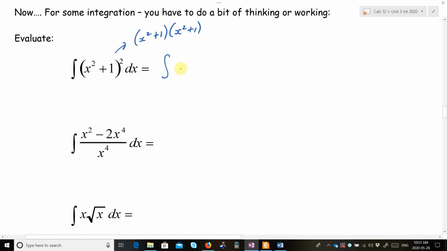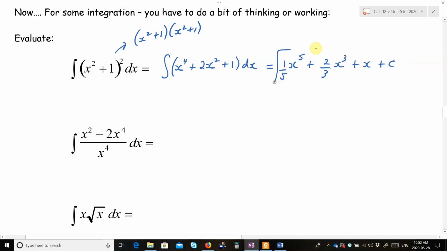And if we multiply that out, we would get x to the 4th, plus x squared and plus x squared, so plus 2x squared plus 1. Okay, so a little bit of working, and then it's a simple integral from there. We would get x to the 5 with a 1/5 in front, 2/3 x cubed, and then plus x, and then plus c on the end.